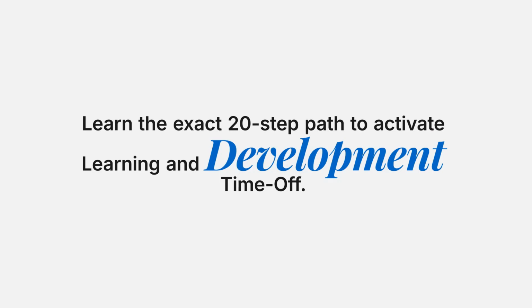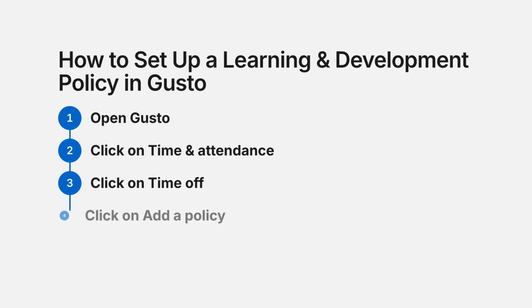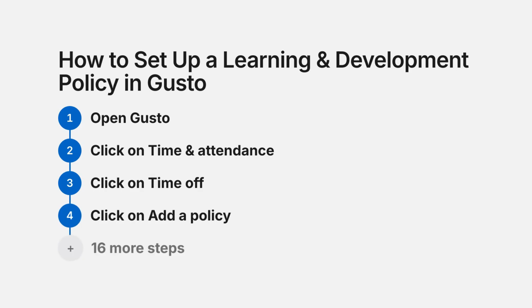Tired of digging through Gusto's policy menu and hitting a dead end? Learn the exact 20-step path to activate Learning and Development Time Off. We'll open Gusto, head to Time Off, add a policy, pick Learning and Development, set compensation and accrual, then activate it.